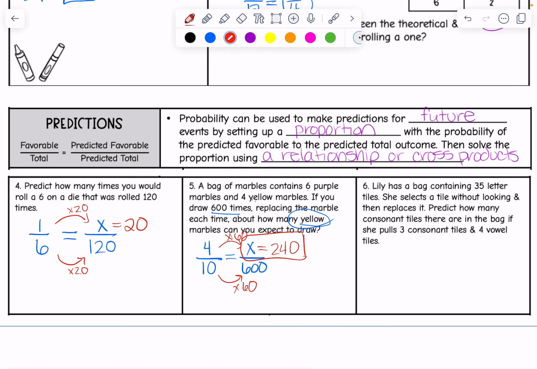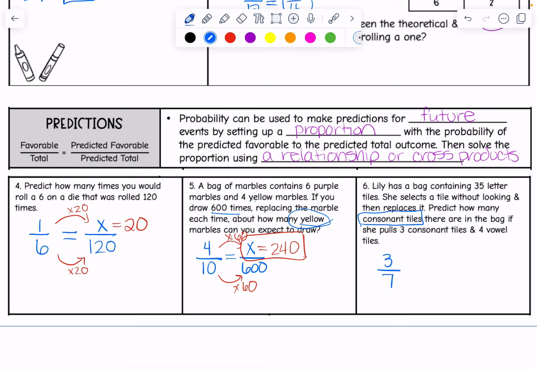Lily has a bag containing 35 letter tiles. She selects a tile without looking and then replaces it. Predict how many consonant tiles there are in the bag if she pulls 3 consonant tiles and 4 vowel tiles. So she's done her experiment. So far, she's gotten 3 consonants. That's what we're predicting out of the 7 draws that she's done.